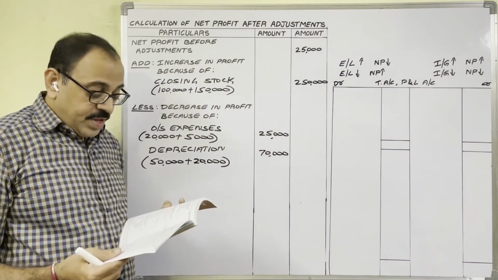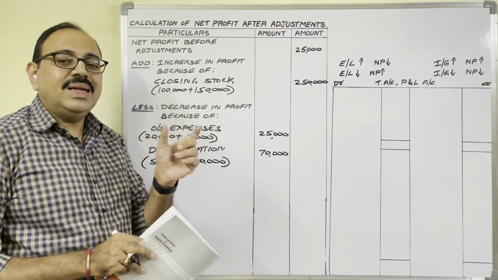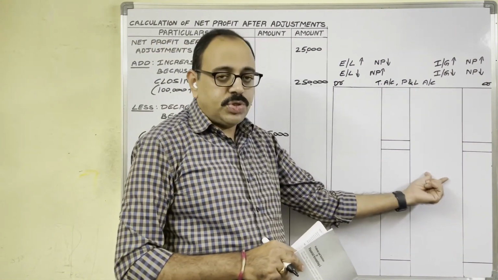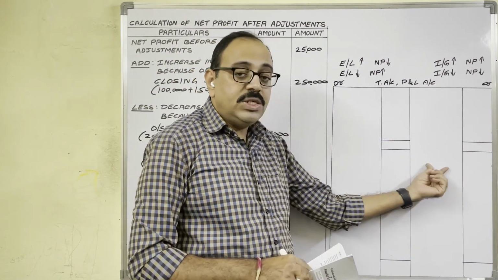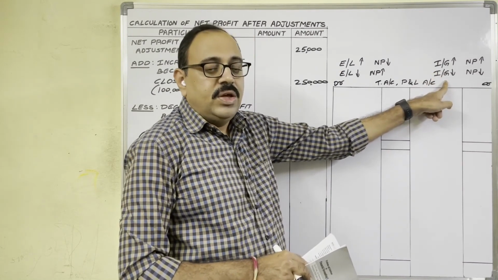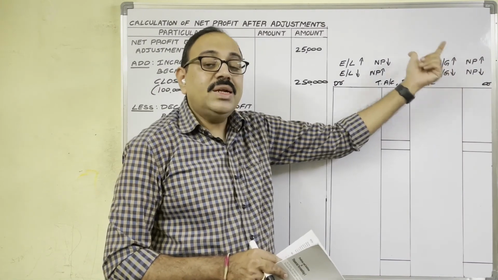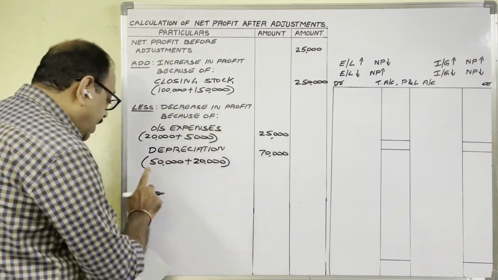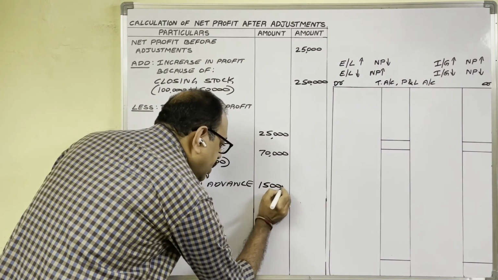Last point: 15,000 were received in advance for commission. Commission received is an income, an indirect income. In P&L account we show that on the credit side. And commission received in advance we have to subtract from commission received. Because of that, income decreases. When income decreases, net profit also decreases. Therefore, commission received in advance we have to subtract from 25,000 rupees. We write here commission received in advance 15,000 rupees.